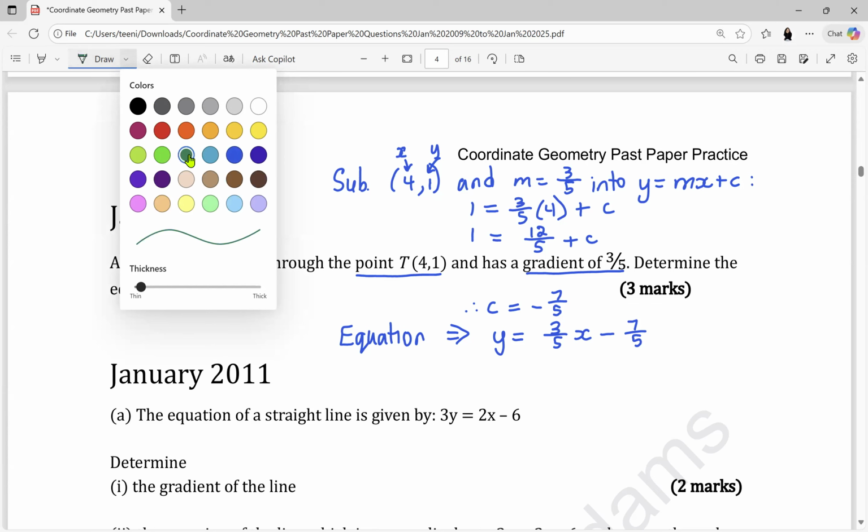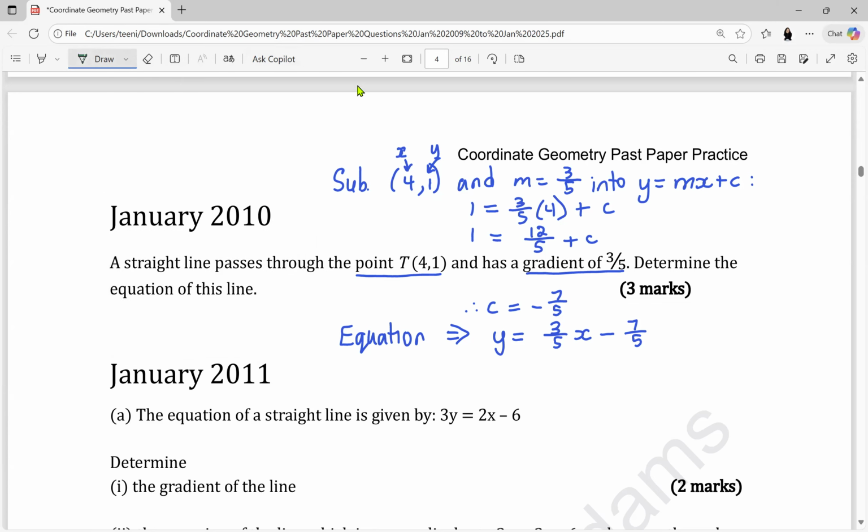I don't know if Aaron is here, but let me just show you all that method too. That would be y minus y1 is equal to m times x minus x1. So you're going to be replacing y1, x1, and m, and you're just going to end up with the full equation. You don't have to rewrite it or anything.